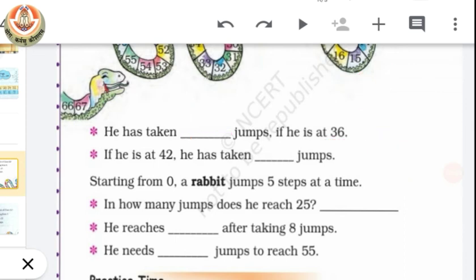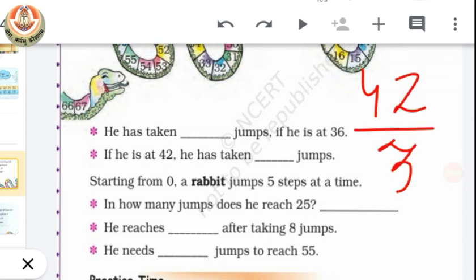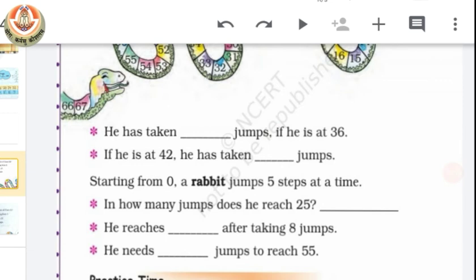Next is, if he is at 42, then how many jumps has he taken? Similarly, we have to divide 42 by 3. So the answer is 14. Okay, now the case is for the rabbit.